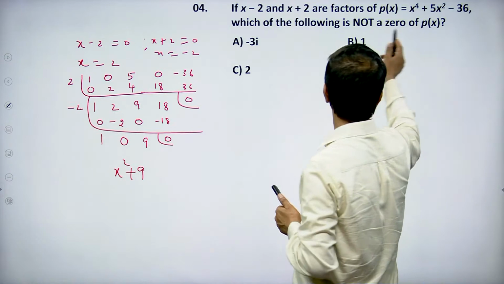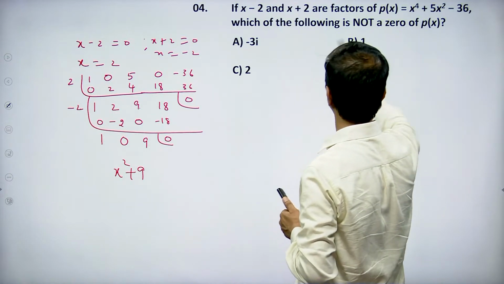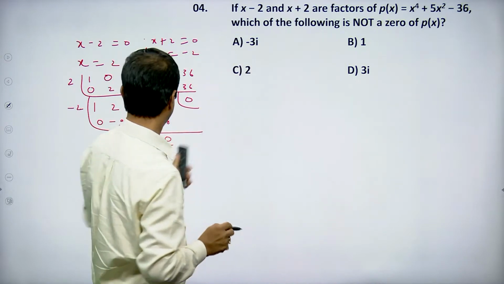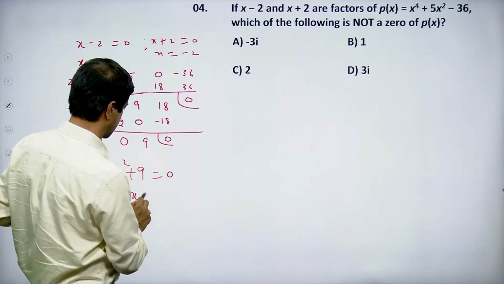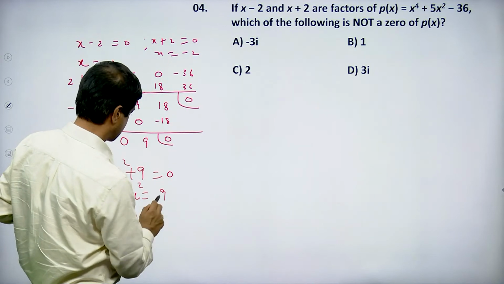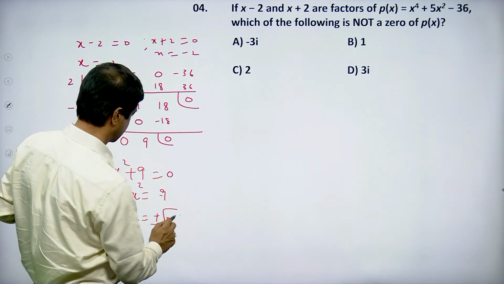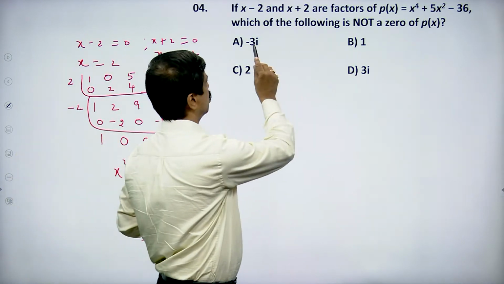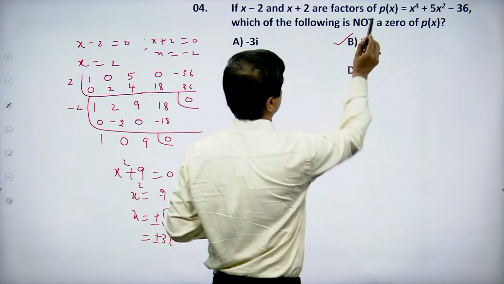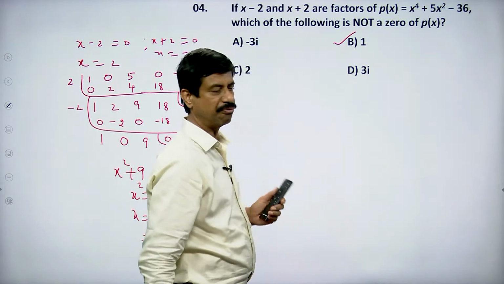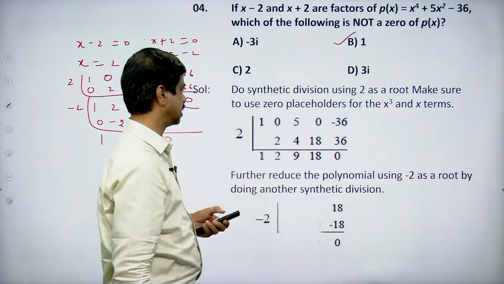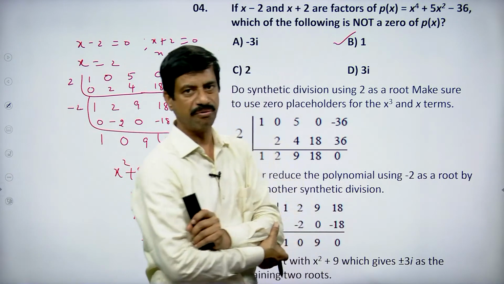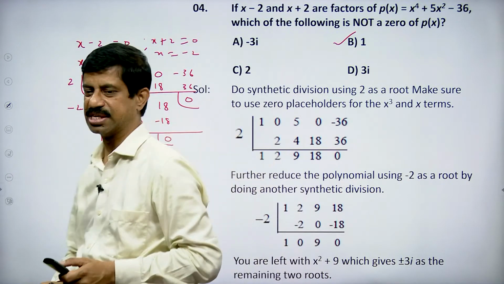So, which of the following is not a root of this? He says, not a 0 of this. 2 already we have. See, x square plus 9 is 0 means x square is minus 9, x is plus or minus root of minus 9, that is plus or minus 3i. So, you have 3i, you have minus 3i, you have 2. So, only the root that is not possible is 1, right children? That is what I explained here, please note it fast, quick.